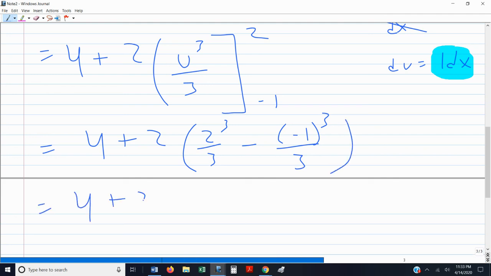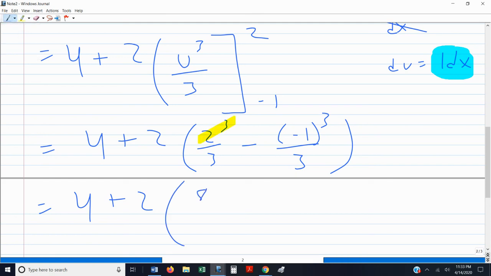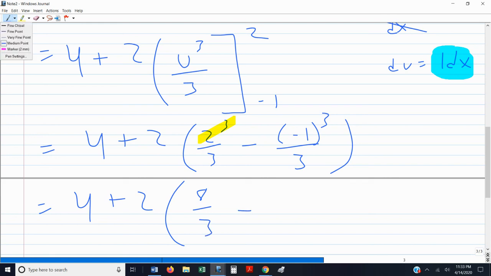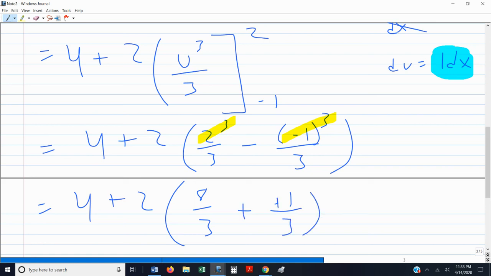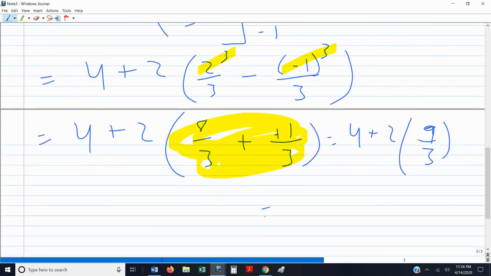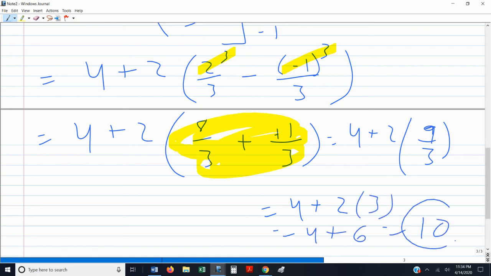If you wanted to simplify, 2 to the third is 8, so that would be 8 over 3 minus negative 1 to the third is negative 1 over 3, so that would become positive 8 over 3 and 1 over 3. Those fractions have common denominators, so you could make that 9 over 3. 9 over 3 is the same as 3, so we have 4 plus 6, which is 10. So you get the same answer, and that was using u substitution.